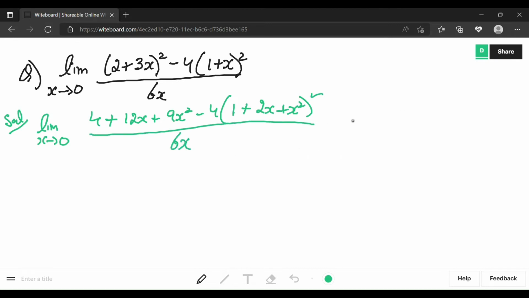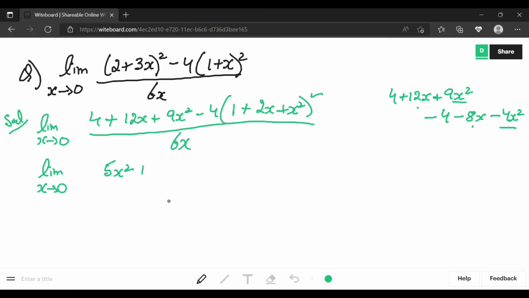Now solving this, we get 4 plus 12x plus 9x square, and minus 4 minus 8x minus 4x square. Now solving all this, limit x tends to 0: 9x square minus 4x square is 5x square, 12x minus 8x is 4x, and 4 minus 4 will get cancelled out, upon 6x.